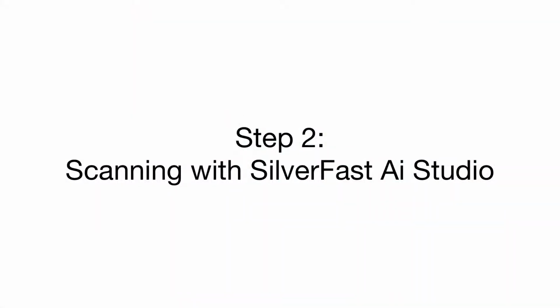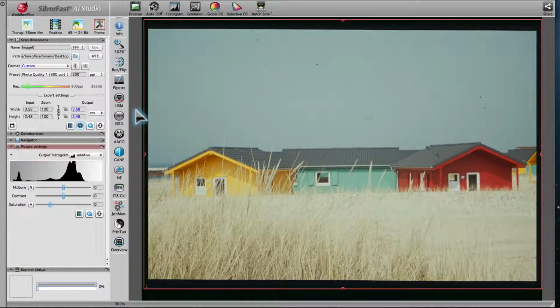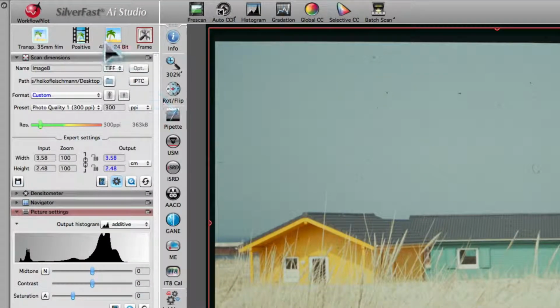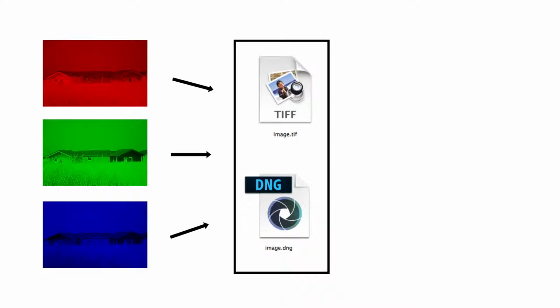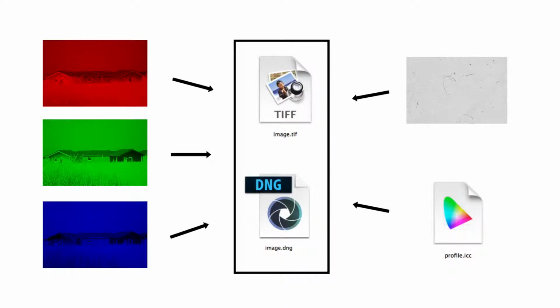Step 2, scanning with SilverFast AI Studio. The best file format to create an archive is 64-bit HDRI. You can save HDRIs as TIFF or DNG. Both file formats contain the three basic color channels and the infrared channel for later dust and scratch removal. Furthermore, they contain the ICC color profile of your scanner that was created during calibration. This ensures a consistent color management chain throughout the whole Archive Suite workflow.